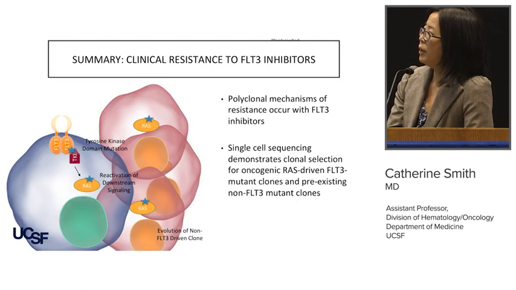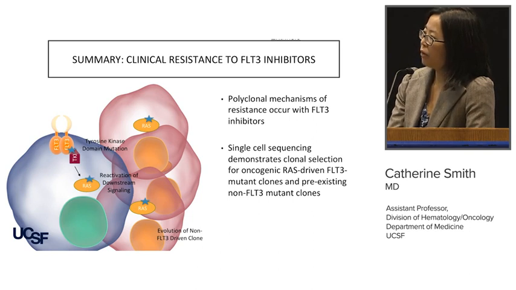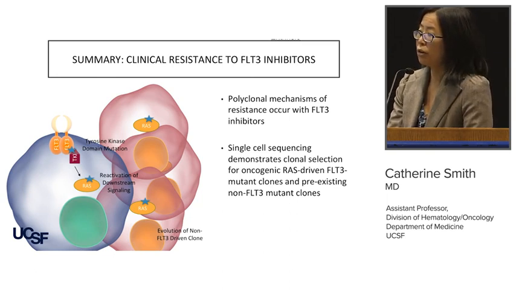So in summary, we know that clinical resistance to FLT3 inhibitors is clearly polyclonal. It's due to on-target tyrosine kinase domain mutations, which now with newer and better FLT3 inhibitors may be less of a clinical problem. And then now emergence of off-target resistance, either through reactivation of downstream signaling, maybe largely due to oncogenic RAS mutations. And then secondarily, selection for non-FLT3 driven clones. And so the power of the single-cell sequencing was able to demonstrate in patients both clonal selection for an oncogenic RAS-driven clone, as well as for pre-existing non-FLT3-driven clones that are selected for in treatment.